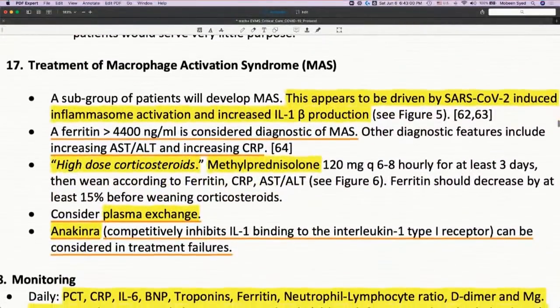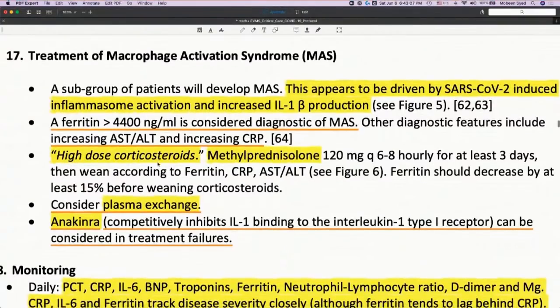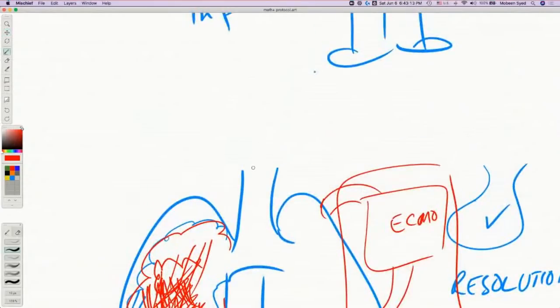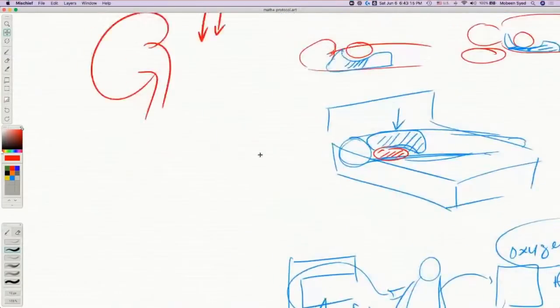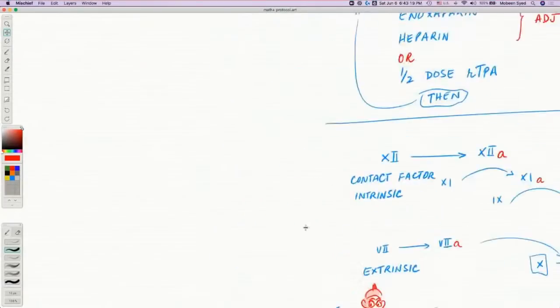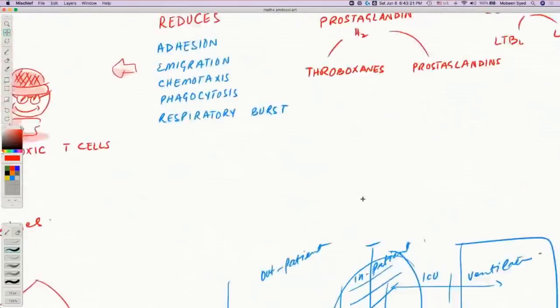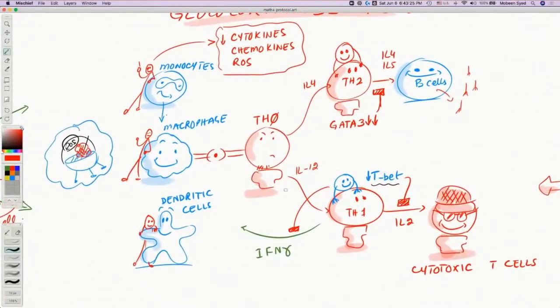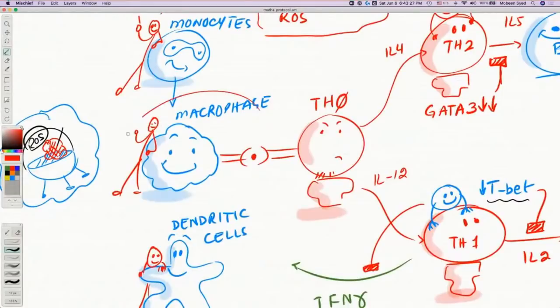Then the treatment of the macrophage activation syndrome. We talked about it yesterday as well. So look, these are macrophages that have gone nuts and are now producing a lot of inflammatory behavior. So let's see where these are. We talked about it yesterday here. So remember, we are talking at this stage.